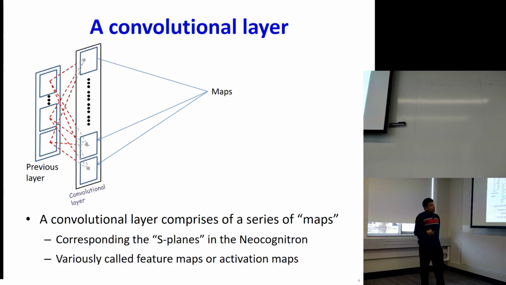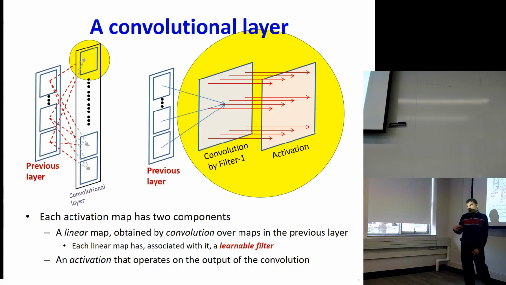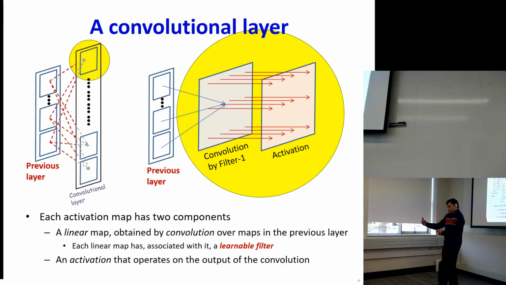And each activation map over here has two components. The first is where you compute a weighted combination of pixels in all of the maps in the previous layer to get a single value. This is performed by the convolutional filter, and that is then passed through an activation. So it's a two-step process, just like a standard perceptron. The one key piece again is that all the maps in the previous layer contribute to each convolution.